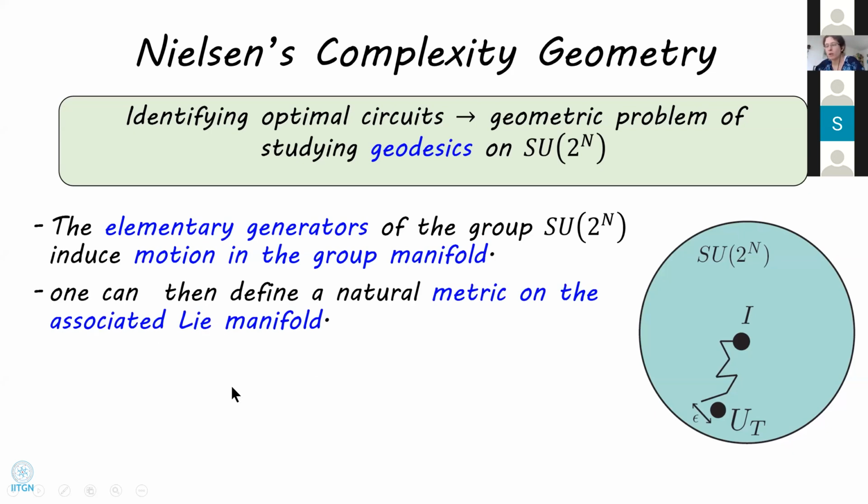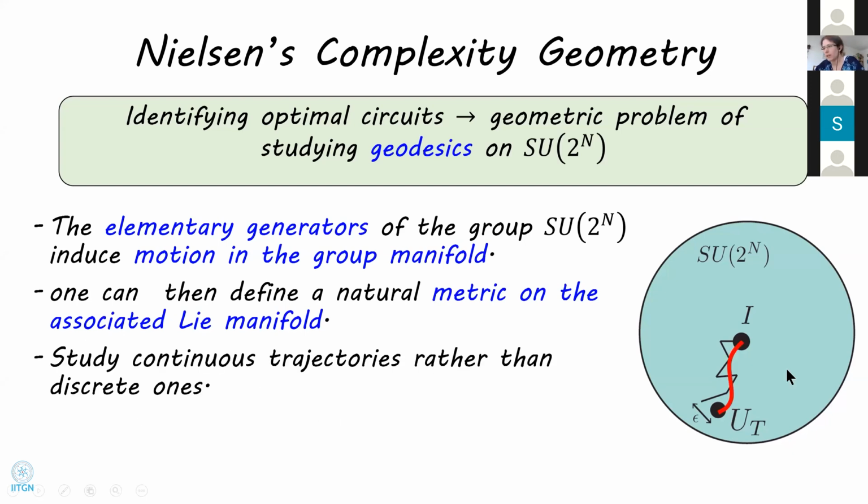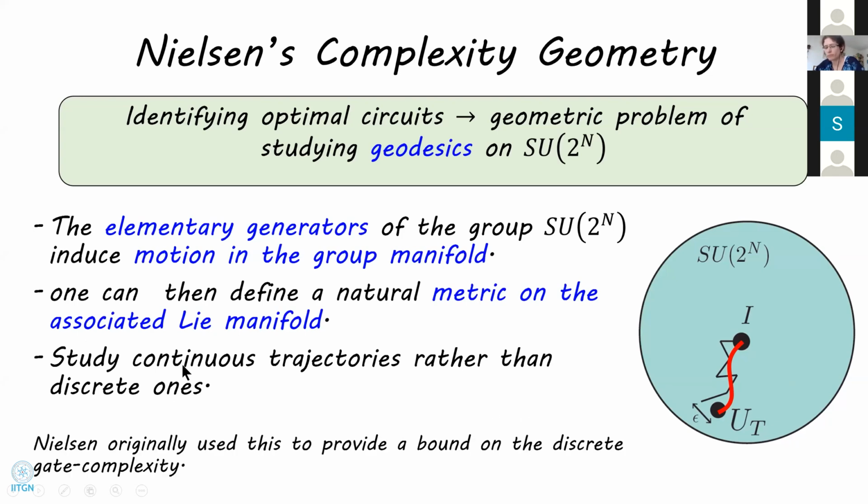And then there is a very natural metric on the associated Lie manifold, which we can choose to prioritize simple gates, so gates that have a small number of spins. And this results in the fact that we just study continuous trajectories rather than discrete ones. A small historical footnote is that Nielsen originally used this to provide a bound on the discrete gate complexity, rather than being exactly interested in the length of the geodesics. But of course, when we go to QFT, we are going to use his ideas and similar ideas of continuous complexity as a precise definition of complexity in field theory.